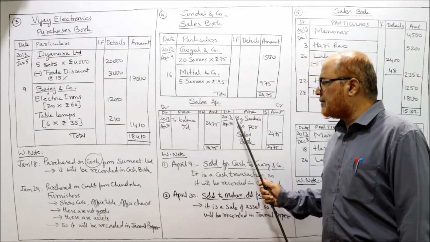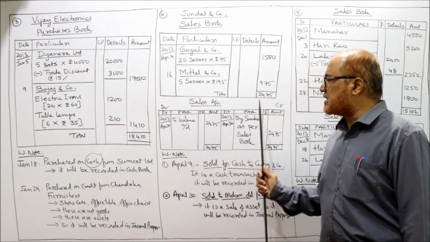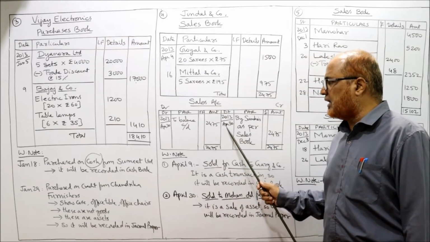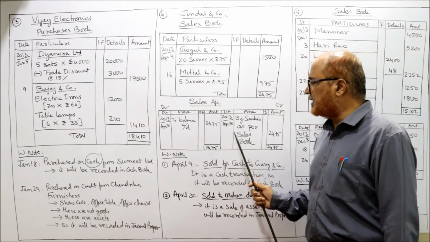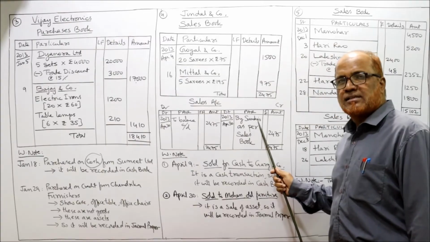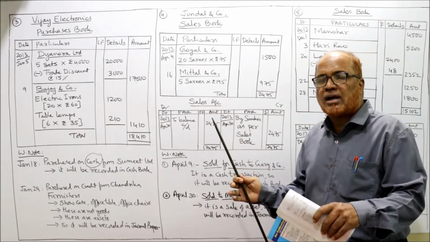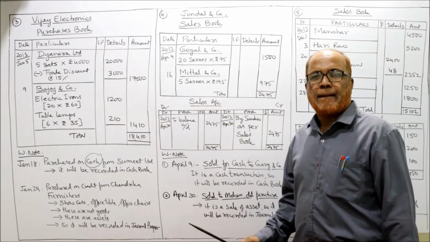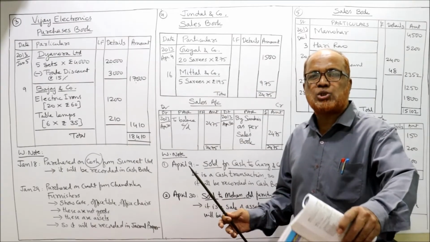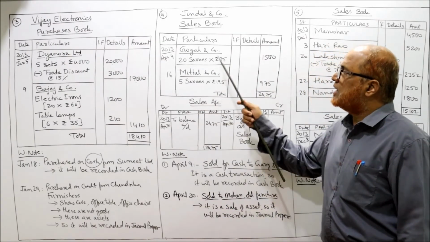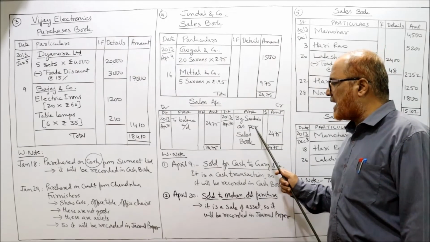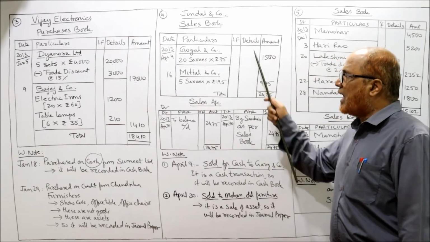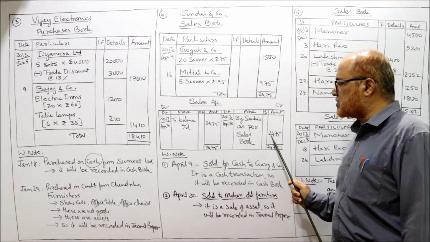So this is a sales account, debit side, credit side. On the credit side, 2013 April 30th, end of the month. The month is ending on 30th April. By sundries. Sundries means all the customers put together. That means sales to all the customers. So here sales to all the customers are 2475. So by sundries as per sales book, 2475.